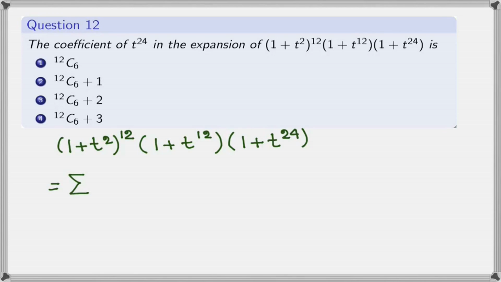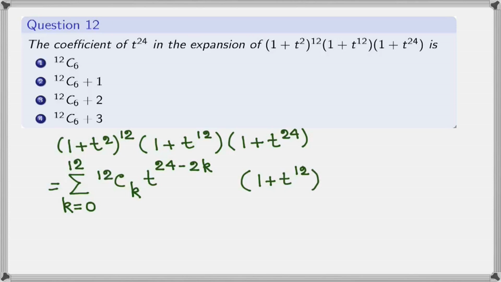(1 + t square)^12 (1 + t)^12 (1 + t)^24 is equal to sum running over k, and k runs from 0 up to 12, 12Ck t to the power 24 minus 2k. And then we write the next two products, (1 + t)^12 into (1 + t)^24.